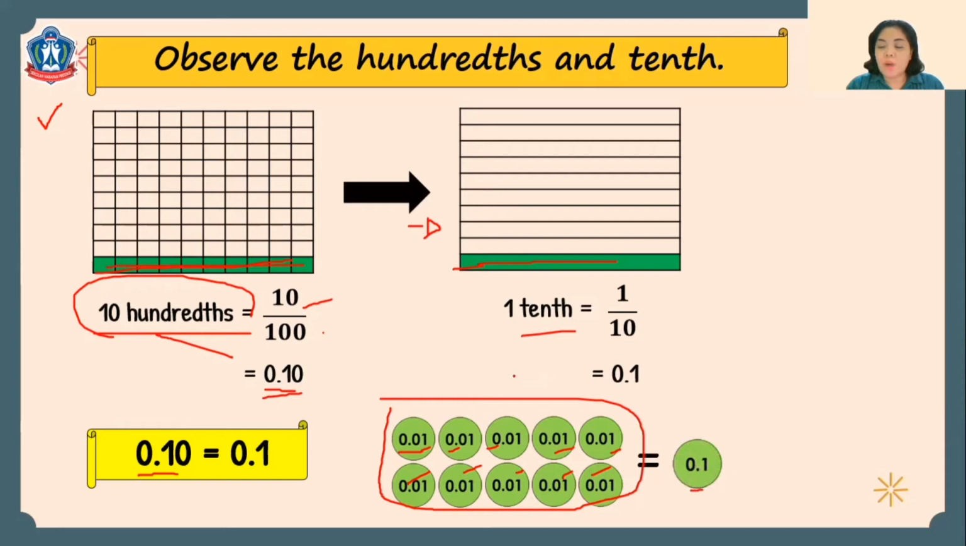That is equal to 1/10. If you add all of these, children, this is equal to 1/10. That's why 10 hundredths, or 0.10, is equal to 0.1. Take note of that.